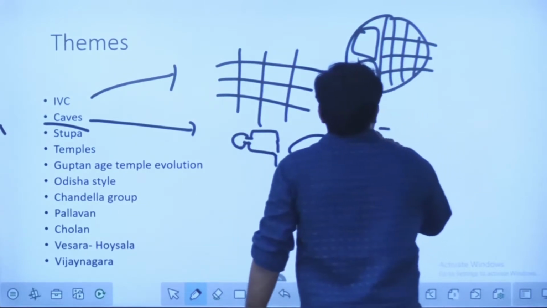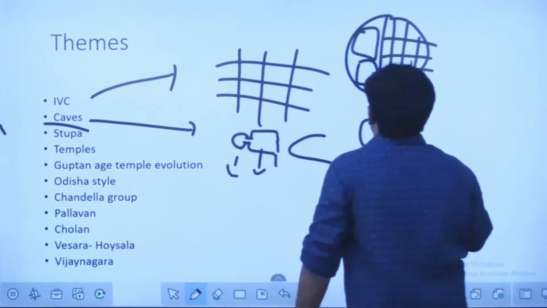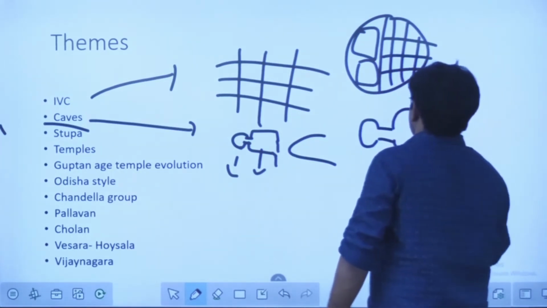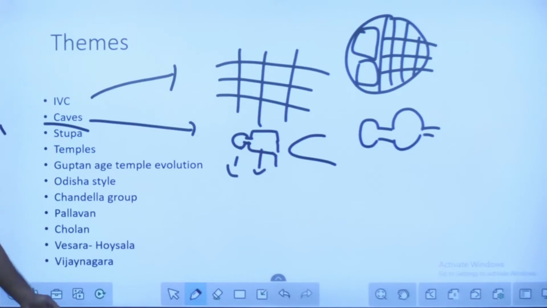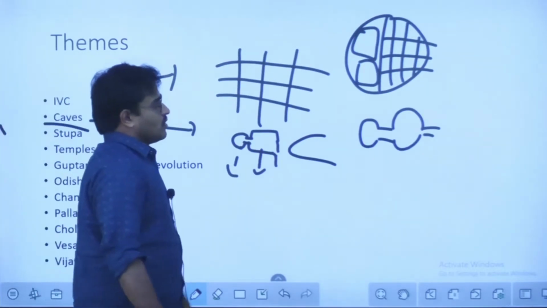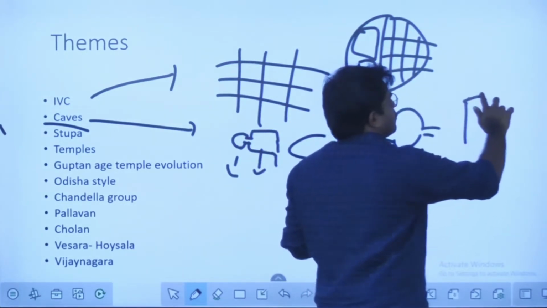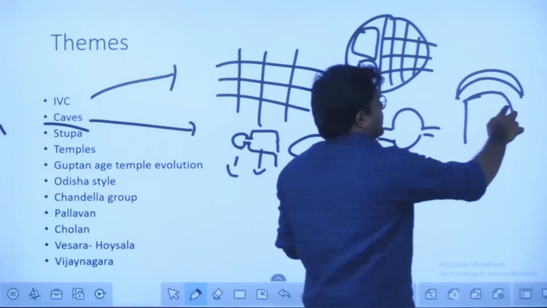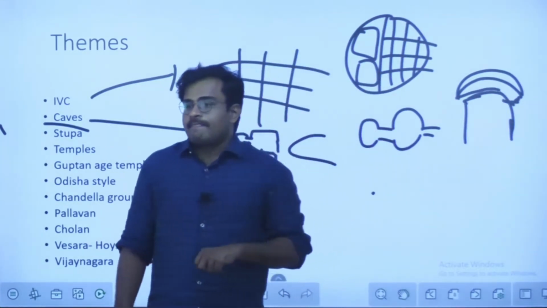Or you can represent it here. This is the stupa, this is the vihara, this is the chaitya, this is the vihara. So in this format you can write. This format is also there: caves with spherical plans. You can use any of these diagrams. If you are good at drawing, you can even draw a facade, how the opening entrance gateway will look like. This is the entrance facade. This kind of diagram you can use in your answer.